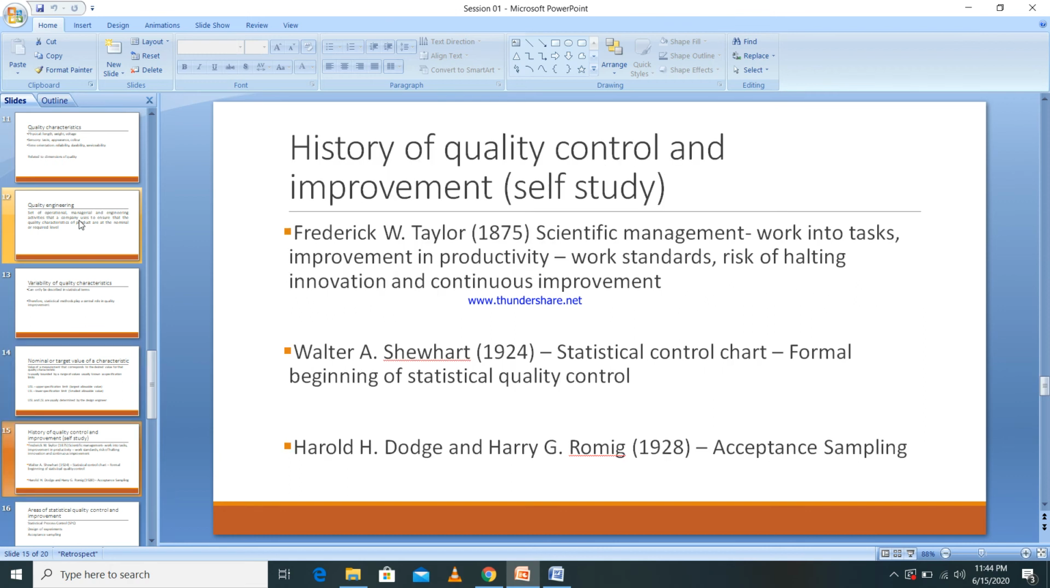So when it comes to the history of quality control, if you just Google it, you will see quality control is playing a major role in today's industry, and it has a very good history. It has been developed stage by stage up to this point, right? So there are some important things in the past which have happened in the quality control field.